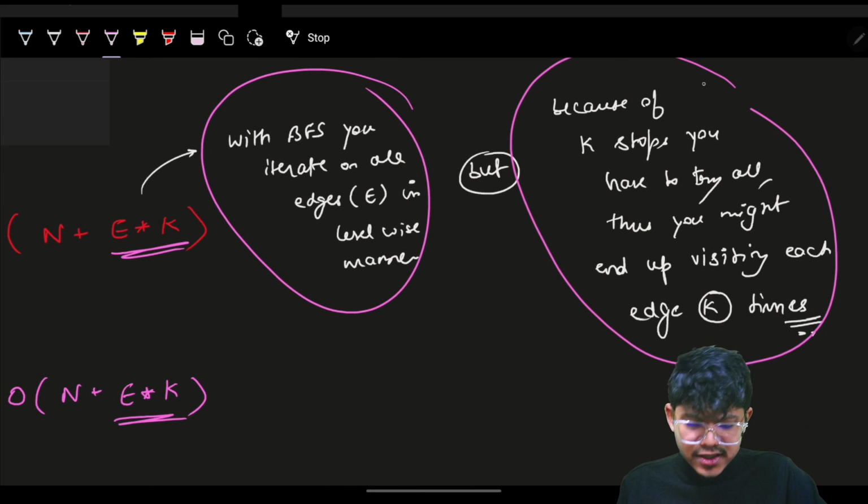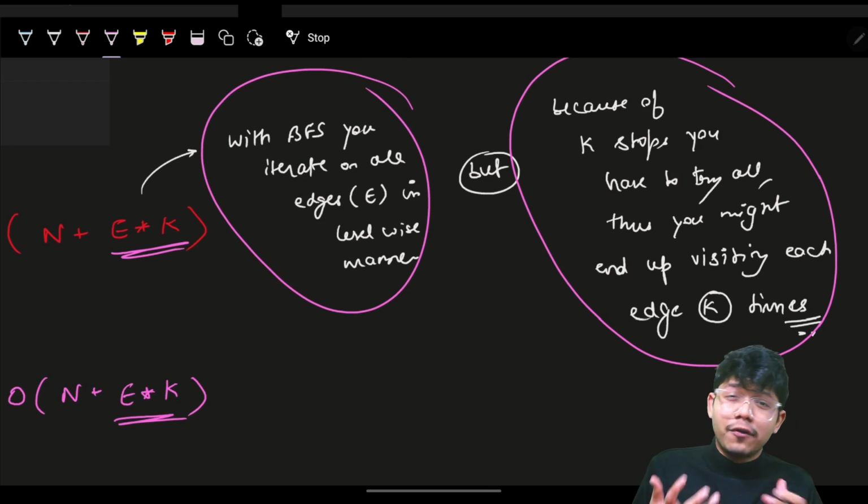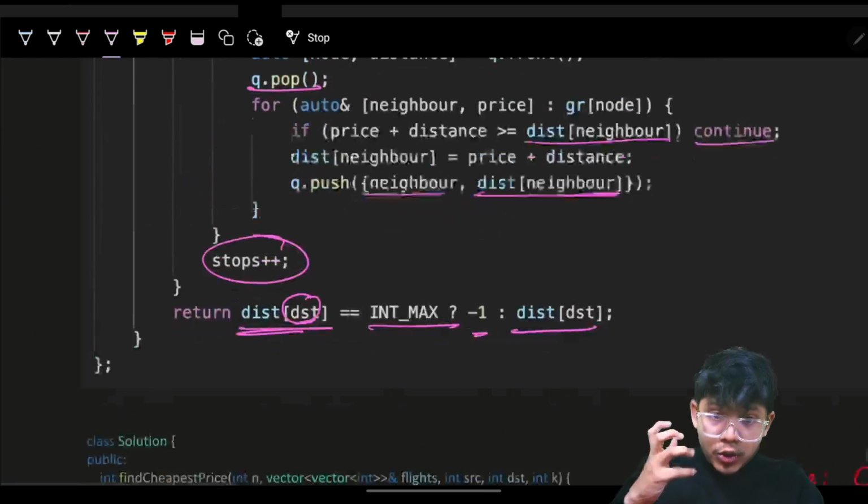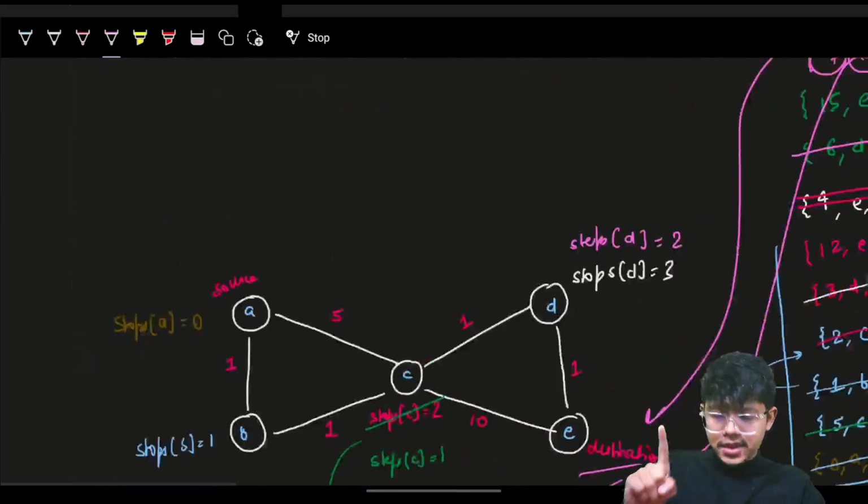And the entire thing is, you have to try for K steps for sure. Cool. By that, you have seen both BFS and Dijkstra's approaches.